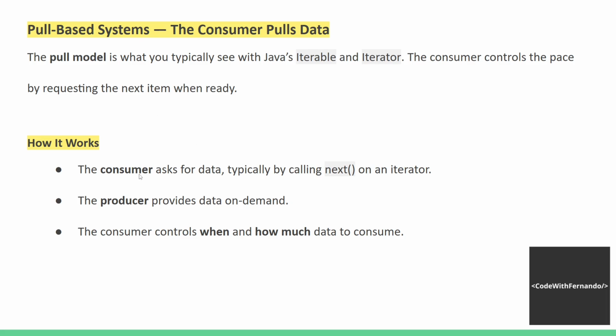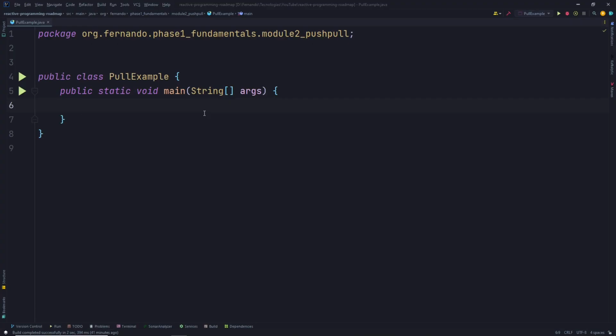How does it work? The consumer asks for data, typically by calling the next method on an iterator. The producer provides data on demand. The consumer controls when and how much data to consume. Okay, let's continue with our pull example.